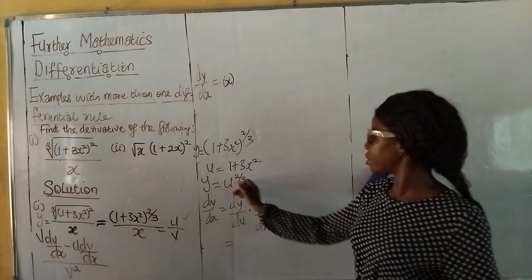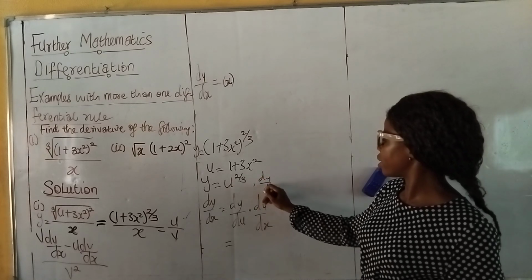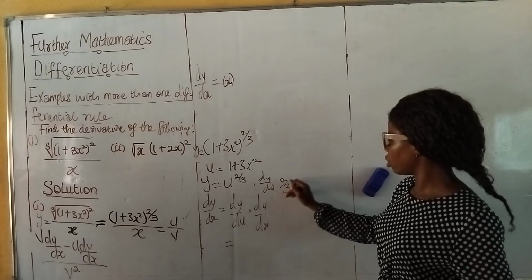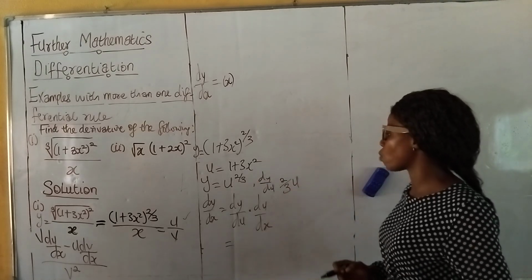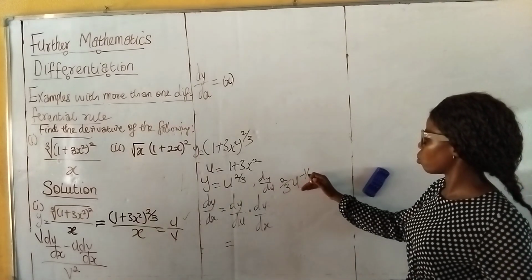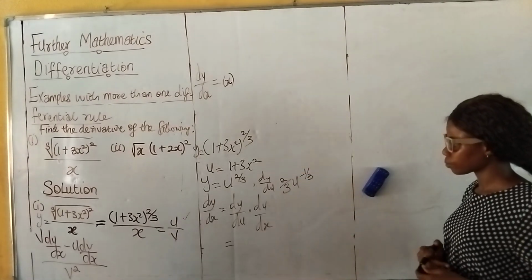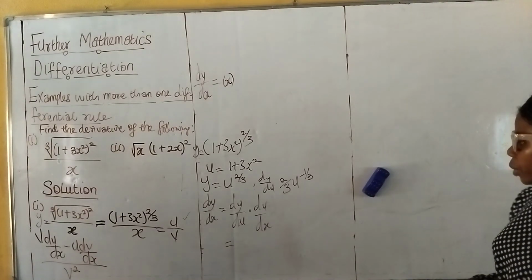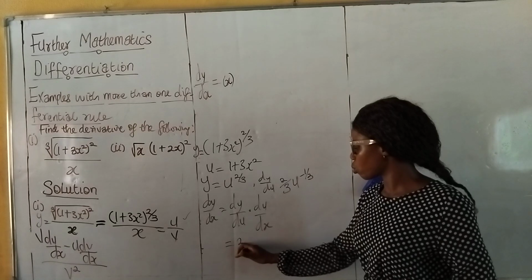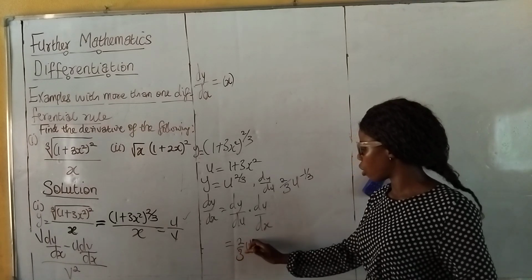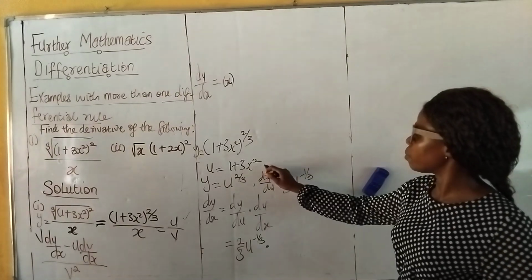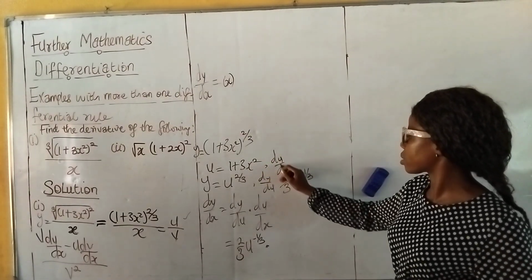So what's my dy du? My dy du over here will now be this times this, 2 over 3 u. If I subtract 2 over 3 minus 1, I will get minus 1 over 3. So we carry on. This dy du will now be 2 over 3 u raised to the power of negative 1 over 3, times du dx, which simply means I'm differentiating this with respect to x.